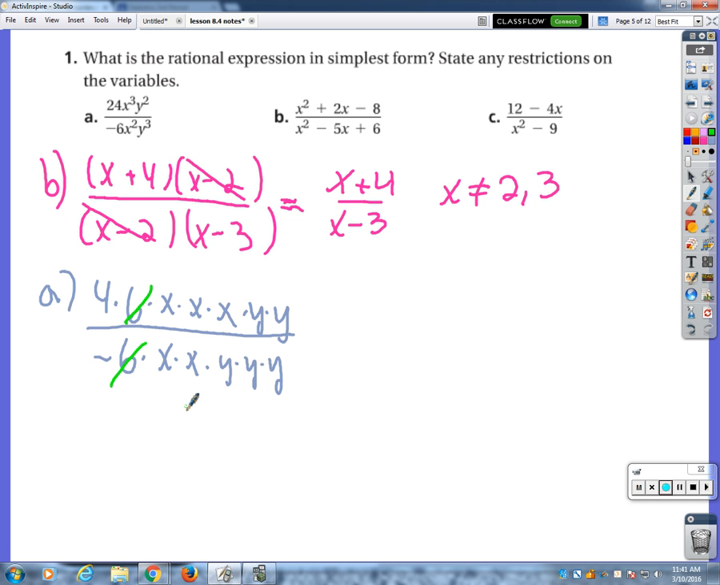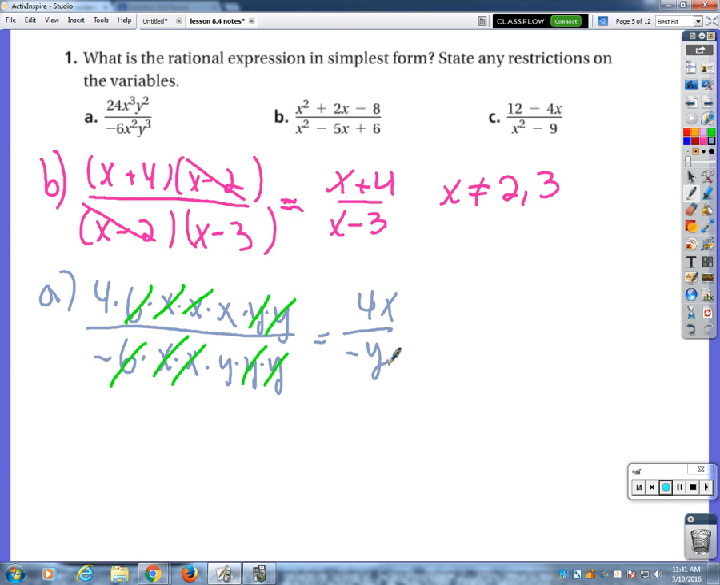What cancels from the x's? Two of the x's from the top cancel with these two x's on the bottom. And then what cancels with the y? The two y's on the top cancel with two y's on the bottom. And so what am I left with then on top? 4x over negative y. So that is the expression in simplest form, okay?